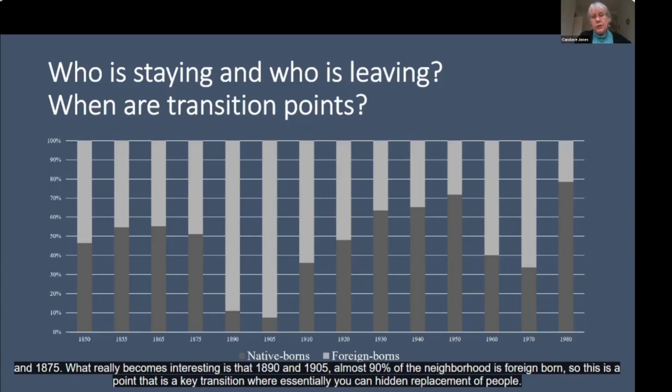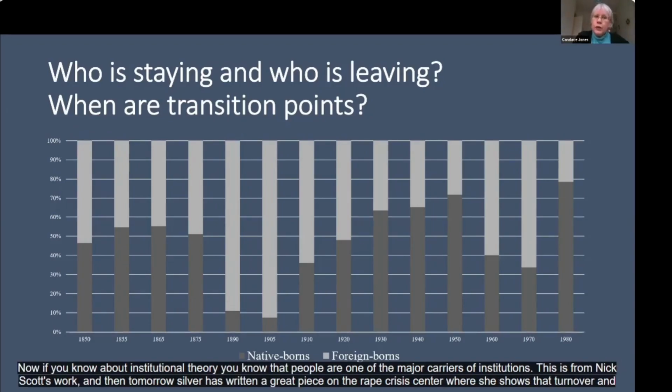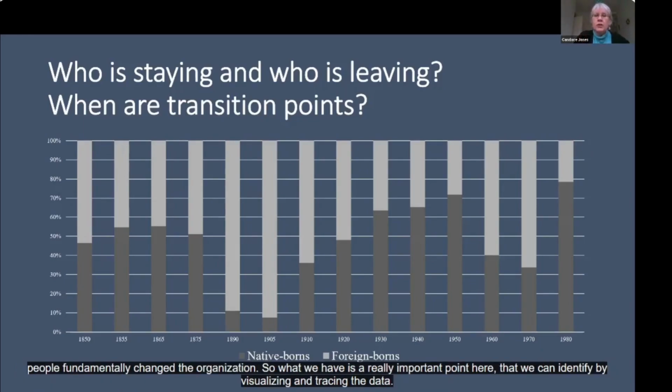What really becomes interesting is that between 1890 and 1905, almost 90% of the neighborhood is foreign born. So this is a key transition point where essentially you're getting replacement of people. Now, if you know about institutional theory, you know that people are one of the major carriers of institutions. This is from Dick Scott's work. And then Tamar Zilber has written a great piece on the Rape Crisis Center, where she shows that turnover in people fundamentally changed the organization. So what we have is a really important point here that we can identify by visualizing and tracing the data.